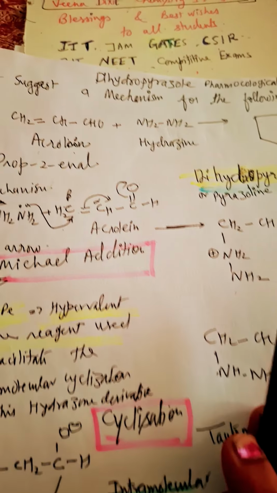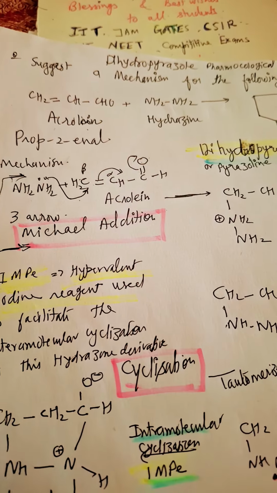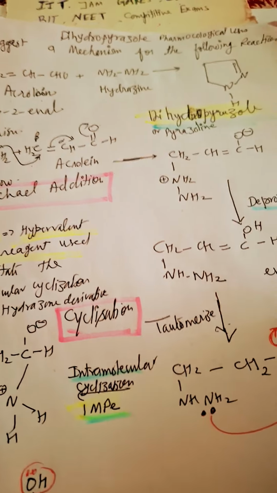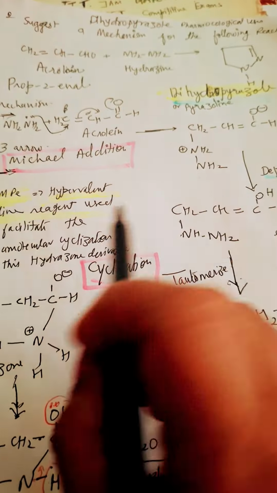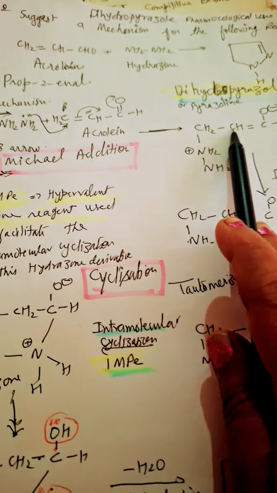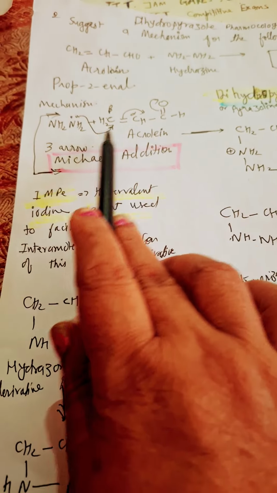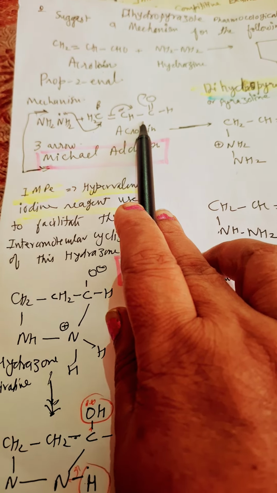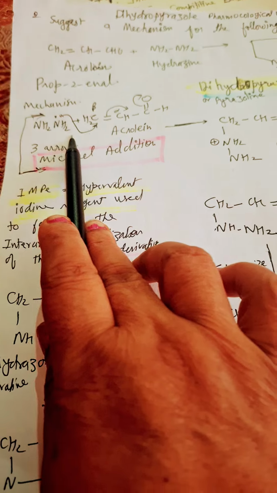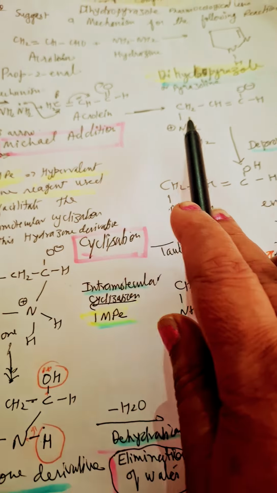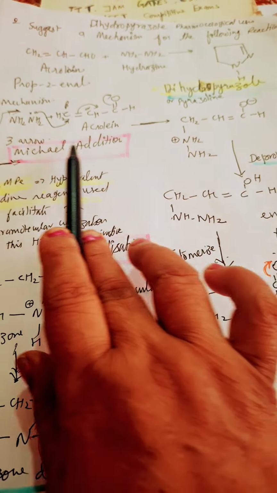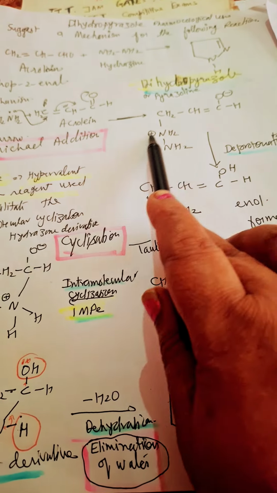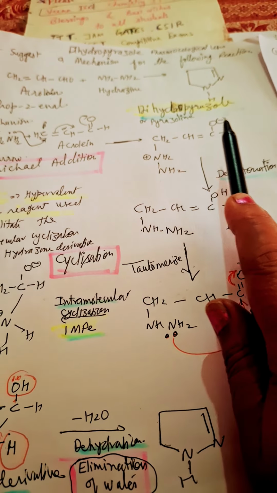This is in connection with the previous video I uploaded. It was a very fast video, so I decided to complete it now in this video. Here the Michael addition was completed, where this alpha beta unsaturated aldehyde has NH2 NH2 hydrogen attached to it, so we will get not a hydrazone here, we will get the derivative of this acrolein.